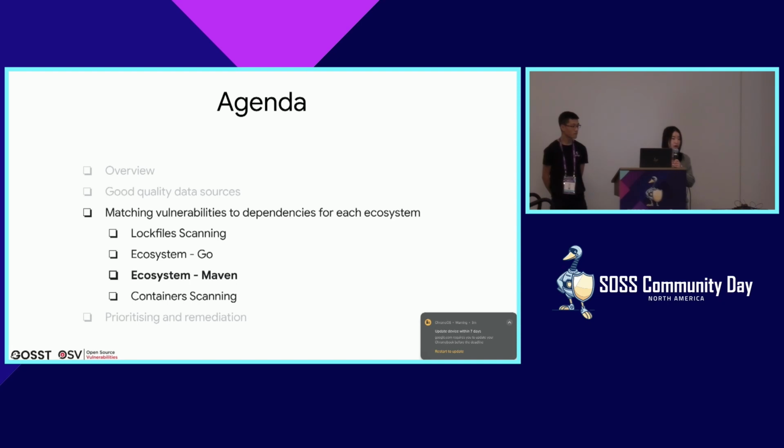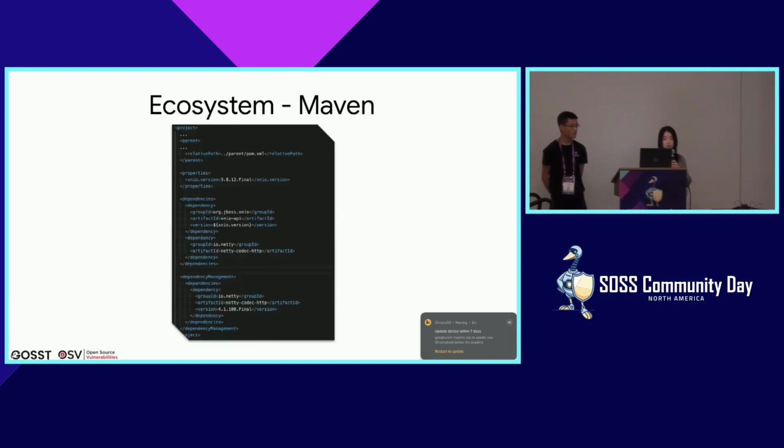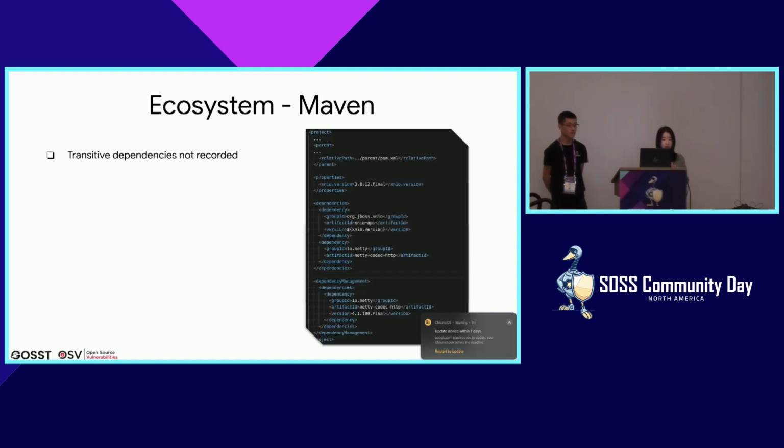Let's look at another, more complicated ecosystem. For Maven, we have POM XML files to define dependencies for Java projects. However, it's not as easy as in Go to determine the exact version of dependencies. Let's go through some of the complexities in parsing this file. First, unlike Go, Maven doesn't have a standard log file, so transitive dependencies are not recorded in the POM XML. To find the actual packages included during compile time would require querying the upstream repositories.